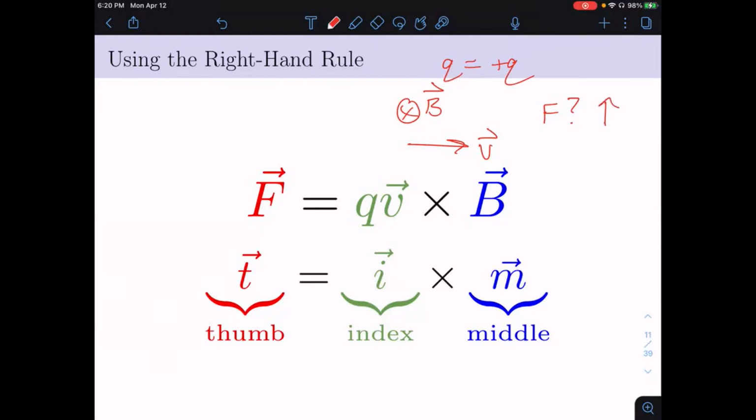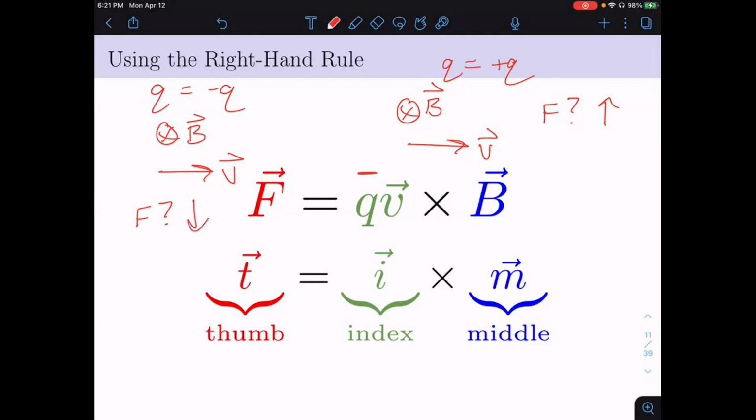For an electron, say Q is equal to minus Q, we have the same situation: B into the page, velocity to the right. What direction would F be? I could either look at my work from last time, or I could just do it again. B field into the page, velocity vector to the right, thumb would normally be pointing up on the page, but because I've got an electron, that Q is now negative. That means I just rotate my thumb 180 degrees, such that my force now points down on the page.